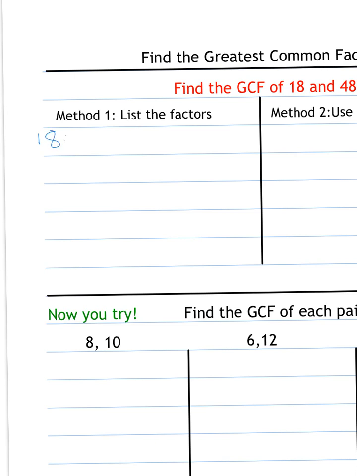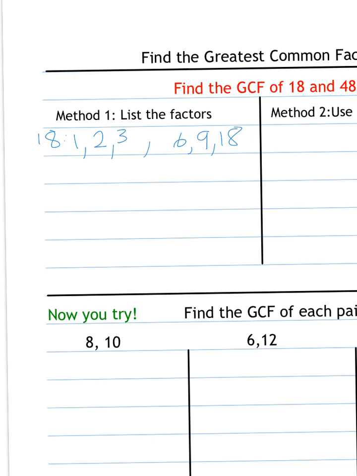Well, we know 1 can go into 18, and it goes in there 18 times. We know 2 goes into 18, and it goes in there 9 times. We know 3 goes in there, and it goes in there 6 times. 4 does not. 5 does not. We have 6. 7 does not. 8 does not. And we already have the 9, so now we are at the halfway point. So there are all of our factors for 18.